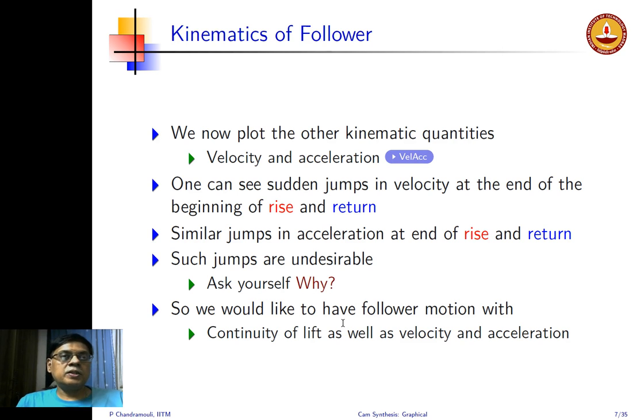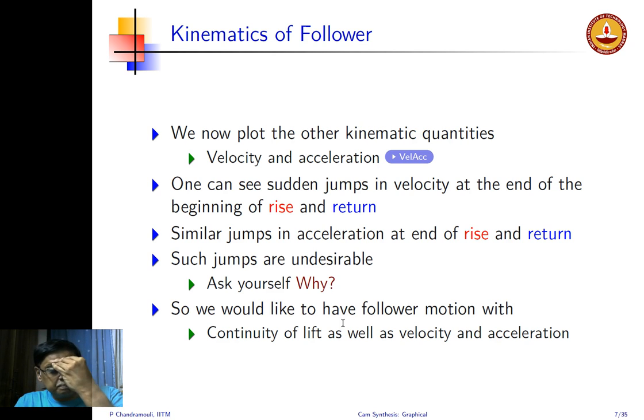Okay, this is lecture 4 in cam synthesis. We had seen the construction of the displacement diagram. We took the intake valve of an IC engine as an example. We saw various profiles for the displacement.